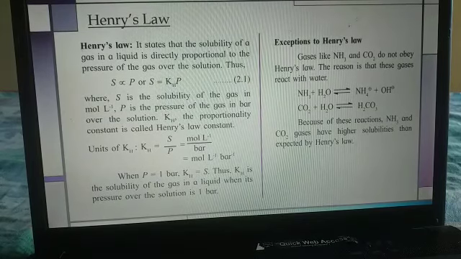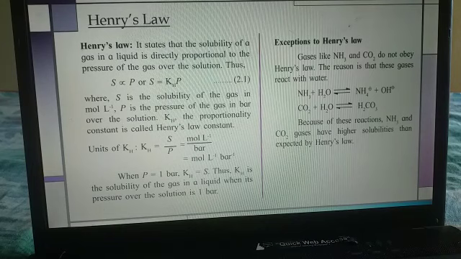Now, an exception to Henry's law: some gases like NH3 and CO2 do not obey Henry's law, because they react with water and form different ions. For example, when NH3 reacts with water, the reversible reaction produces NH4 plus and OH minus. Similarly, CO2 plus H2O gives H2CO3.